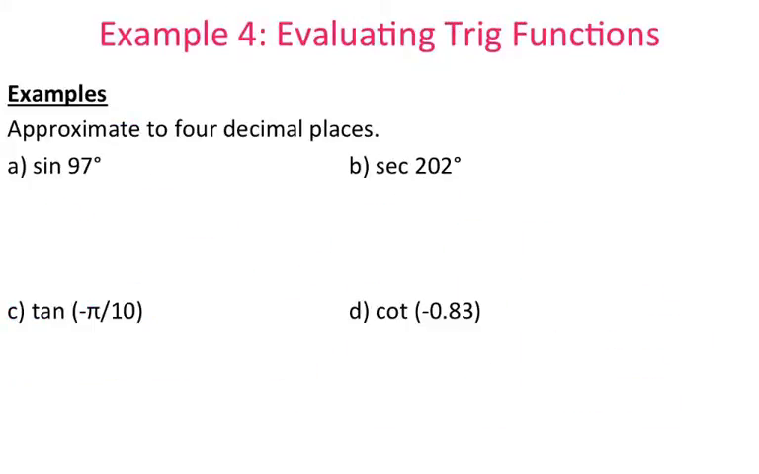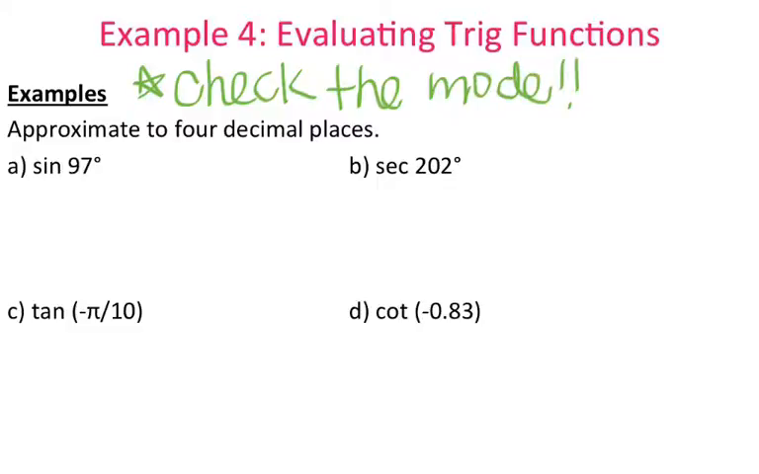Okay, the last thing we're looking at is just refreshing on how to use the calculator. So again, double check your mode. So if you look at A and B, both of those are in degrees. C and D, both of those are in radians because you don't actually have that degree symbol. So I'm going to change my mode to degrees since my calculator was already in radians. So hit mode. Make sure the word degree is highlighted. And then I'm literally going to type in sine of 97 and then hit enter.